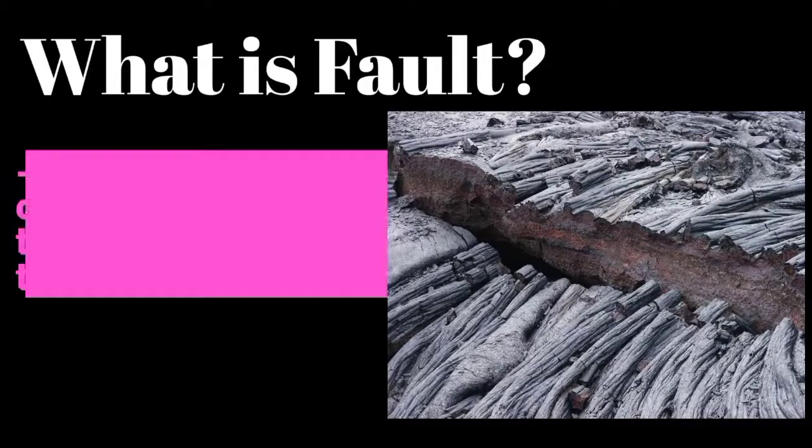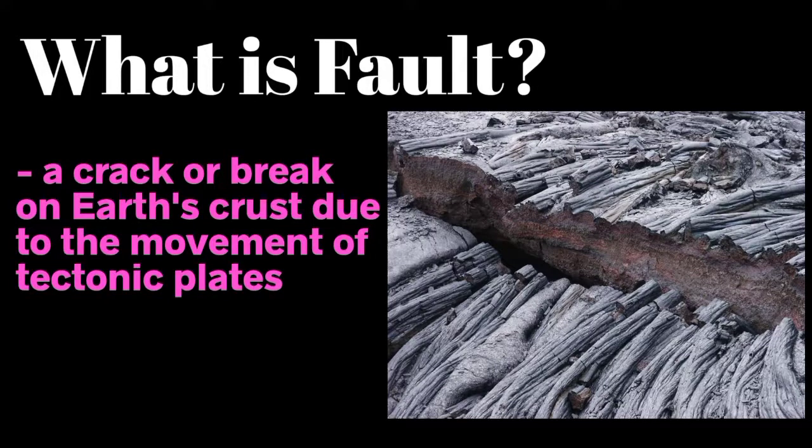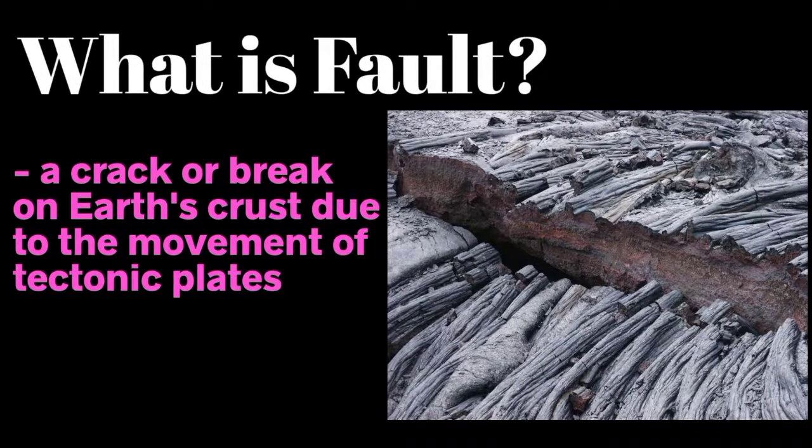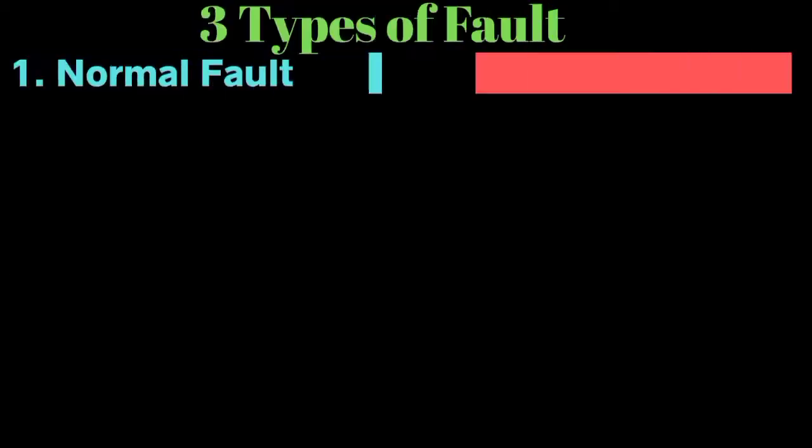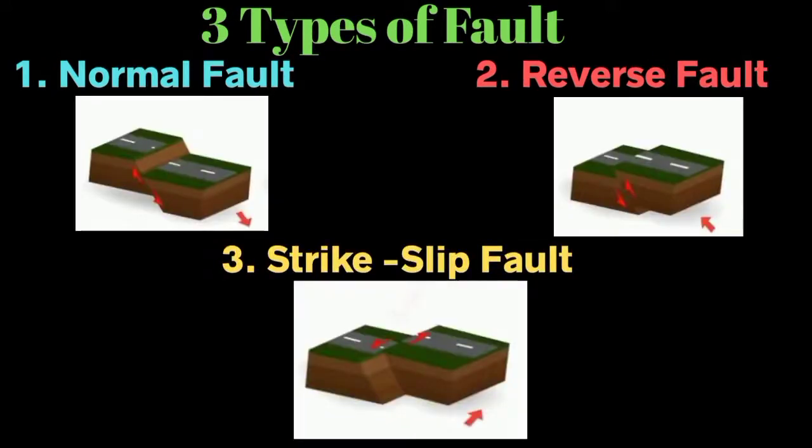Do you still remember what a fault is? A fault is a crack or break on Earth's crust due to the movement of tectonic plates. And when tectonic plates move along fault lines, energy is released that causes an earthquake. A fault has three types based on relative motion of the plates. They are normal fault, reverse fault, and strike-slip fault.